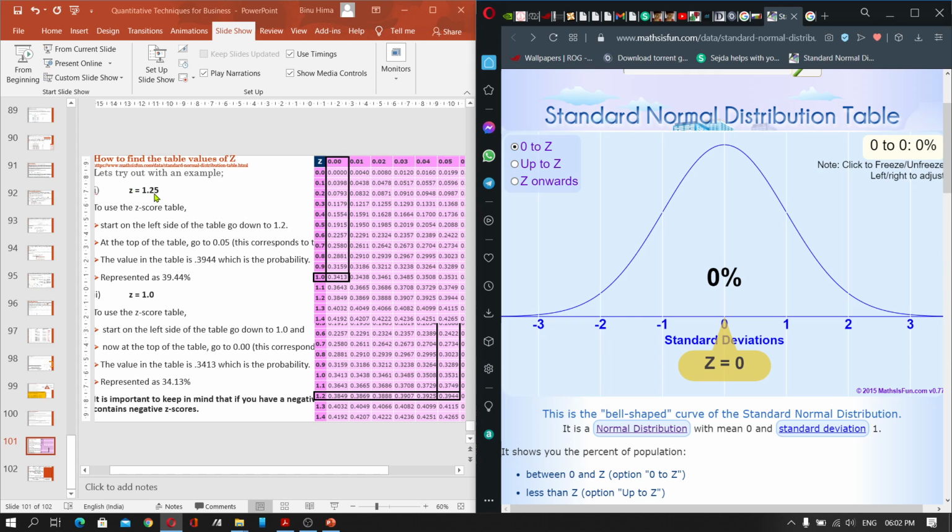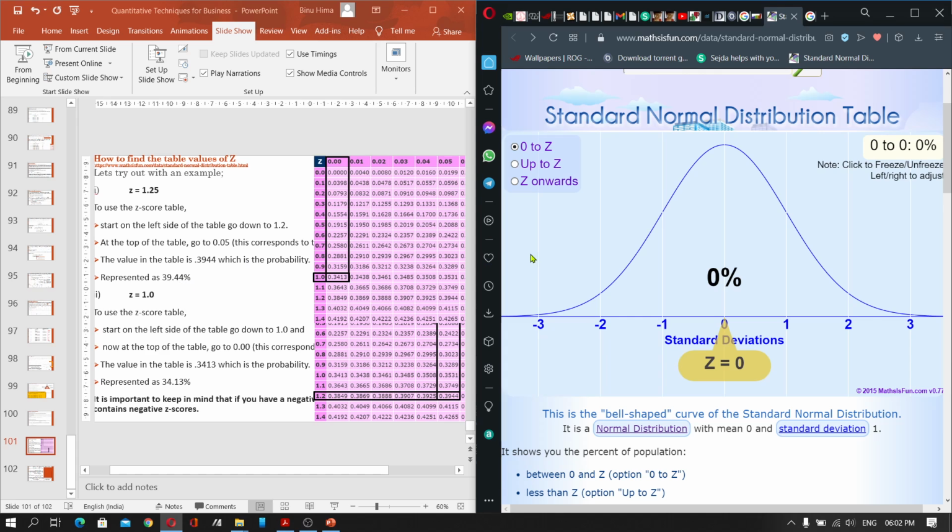The value of z is 1.25. On the basis of the table you got 0.3944. I think you are clear about that. And if you multiply it by 100, the same can be represented as 39.44.